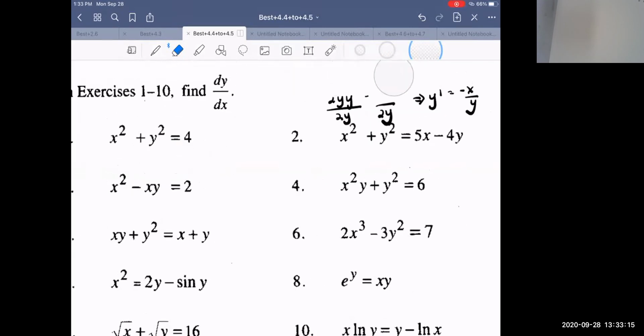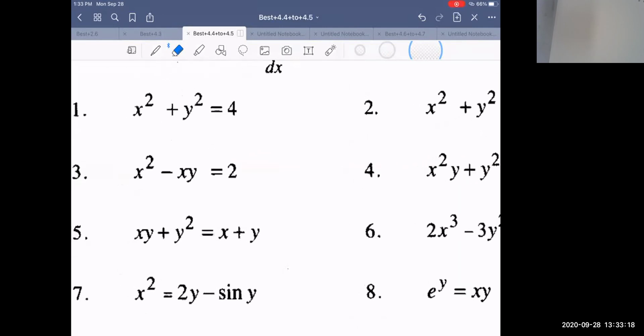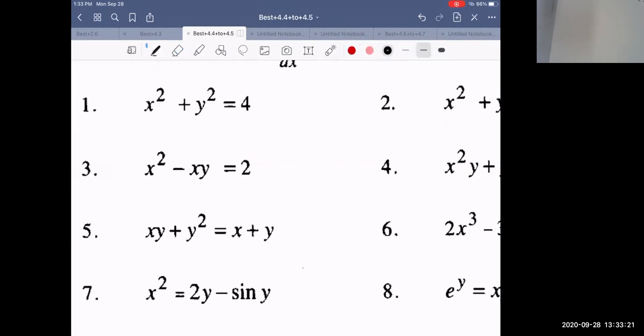Here's another one. x squared minus xy equals 2. Is it implicitly defined? Yes, it contains x and y. I know that the derivative of the first term is easy, it's 2x. But over here, what am I dealing with? Product rule, all right? So first you have to write out the product rule and then differentiate. Writing out the product rule, I'm going to do minus x prime y plus x y prime. And I'm going to take the derivative on the right, which is 0.